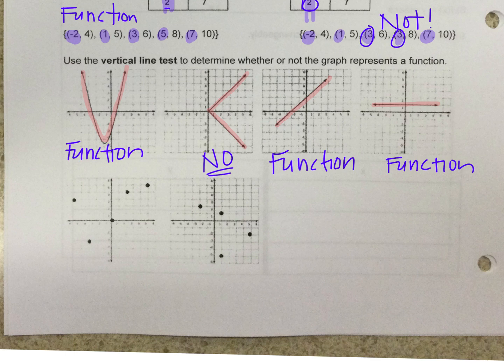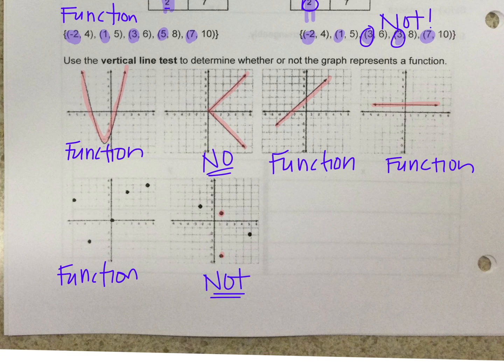Let's check these dots. It's the same rule. I can only be touching one dot at a time when I'm going straight across. So touch a dot, that's fine. Touch that one dot, that's fine. Touch a dot, touch a dot. So I only touched one dot at a time, so that's a function. Let's see about this next one. I'm touching one dot. Oh no, right here I touched both those dots at the same time. So because I touch here and here at the same exact time, this is not a function.